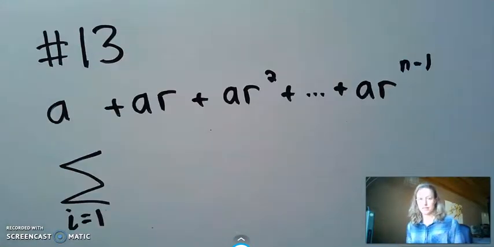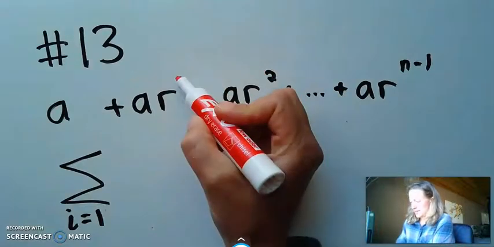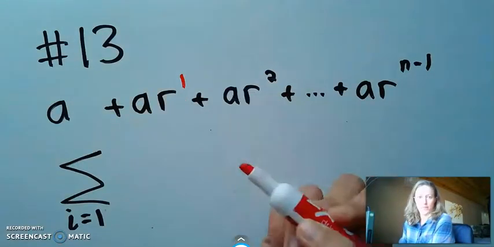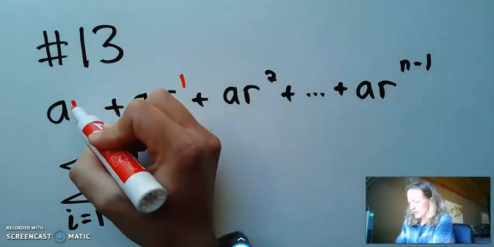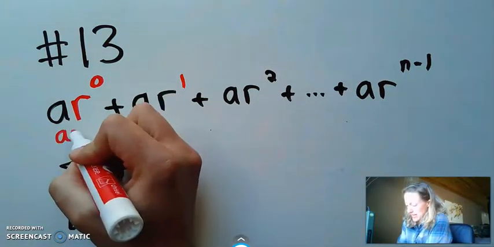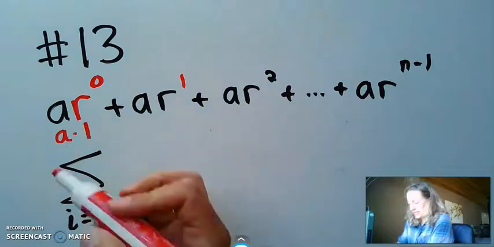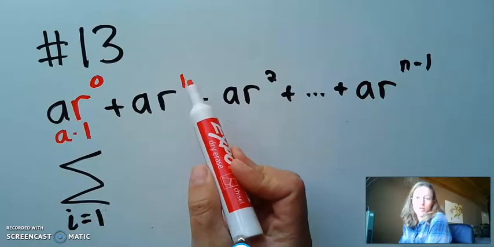Okay, so the next one's 13. Again, just a lot of letters going on. So it might help to kind of write in what's invisible. So I see that this is r squared. And this is r to the invisible number 1. And this one doesn't have any r at all. And if we wrote in r to the 0 power, anything to the 0 power is 1. And so that would be a times 1, which is a. And so we see that the exponent on the r is 0, 1, 2.